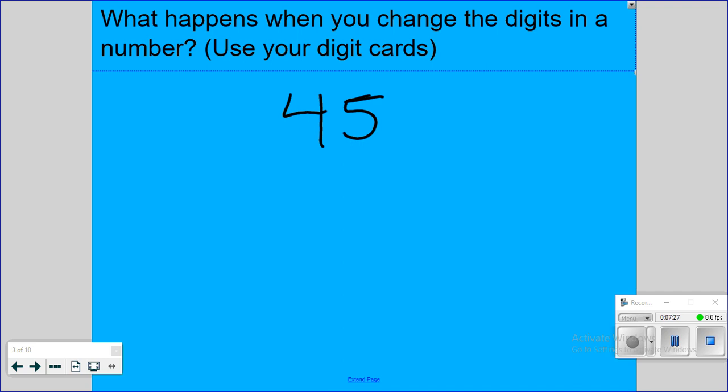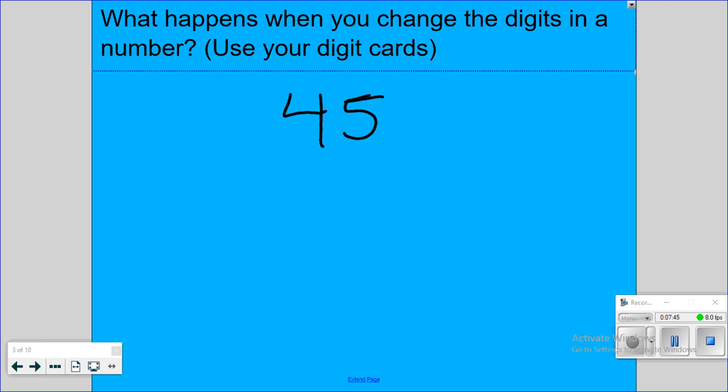How do I read that number? It's not a trick question. You should know this. Shelby? It is 45, but that's just a 4 and a 5.